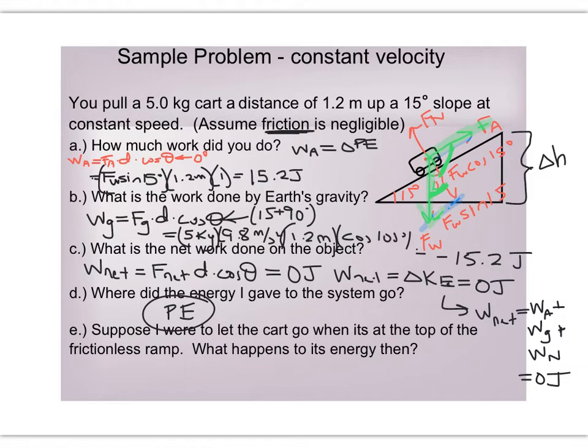Now imagine I were just to let it go. When it's at the top on this frictionless ramp, what happens to that energy that I gave it that became potential? Where did that energy go? Well, at the very bottom, it would be going quite fast. It would have converted its potential energy into kinetic energy, which is what we're going to talk about next, how energy converts from one form to another.